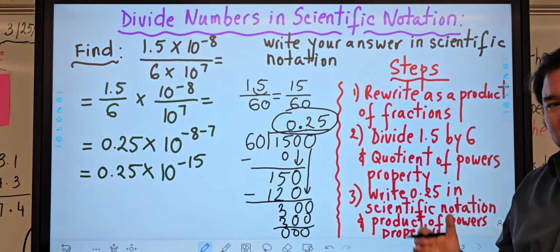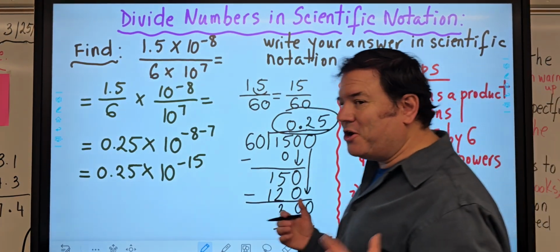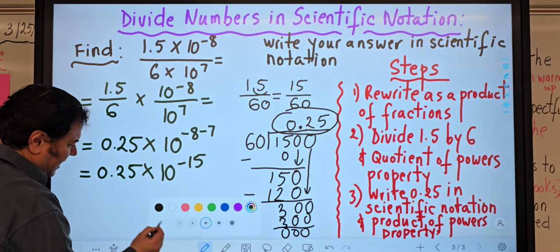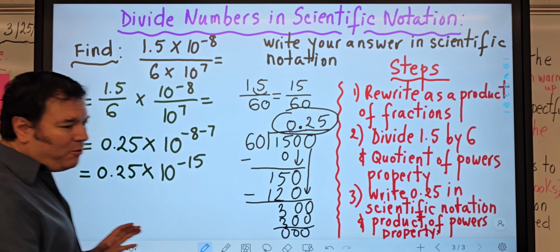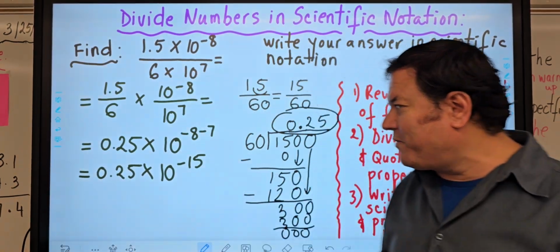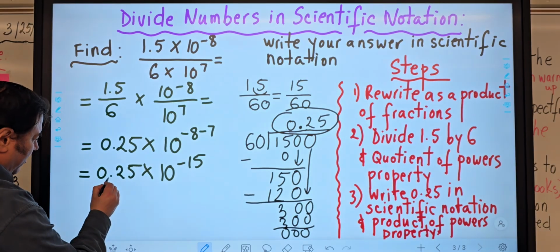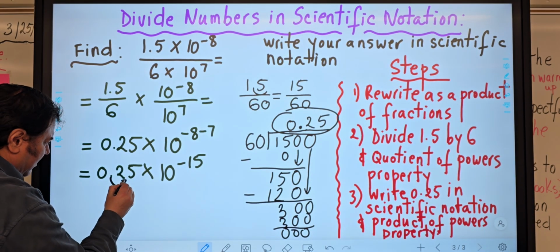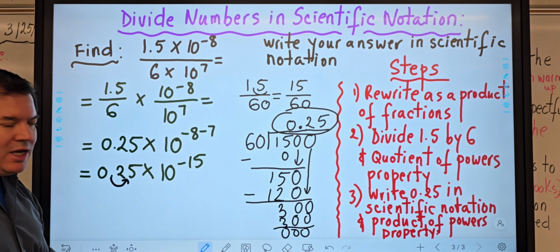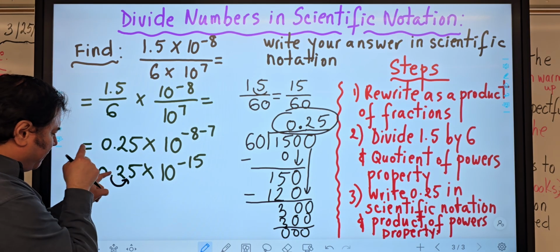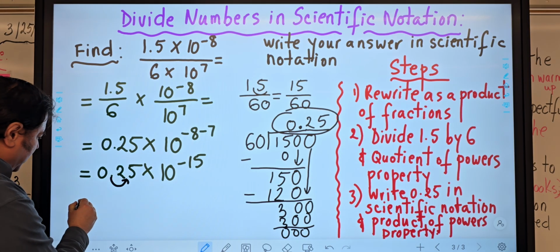Okay? But are we done? And the answer is no, because 0.25 is not written in scientific notation. So now, in order for us to write 0.25 in scientific notation, instead of going to the left, we are going one place to the right. Remember, scientific notation has to be, the decimal point has to be placed between the first and the second digit.